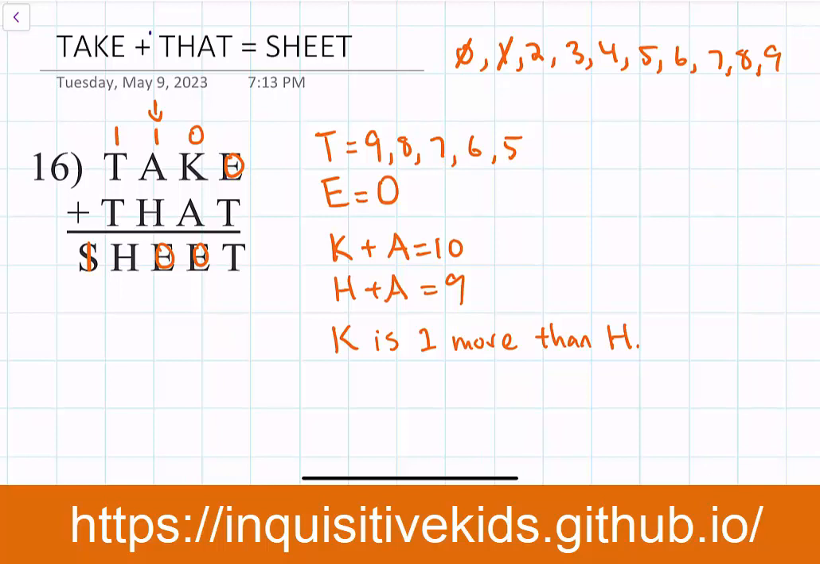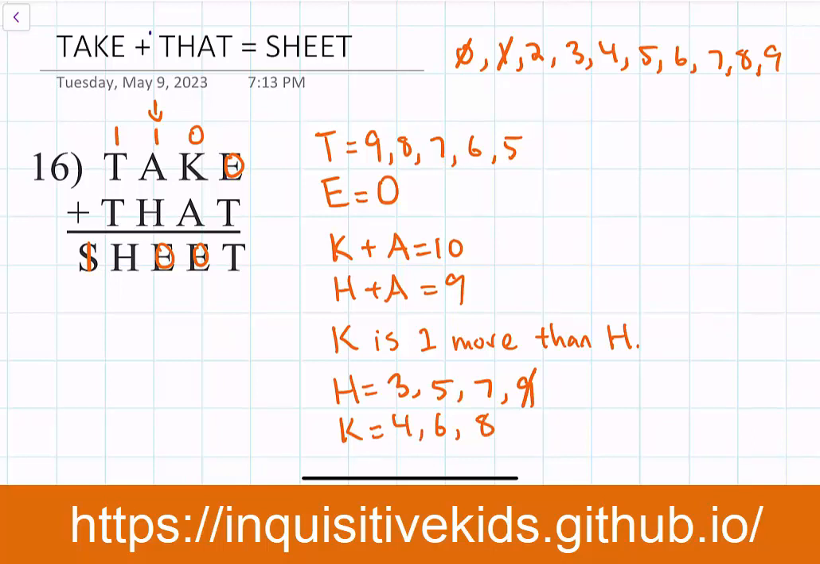Because T is being added to itself, T plus T must already equal an even number. So now when we look in the thousands place, we see that H must be an odd number. What are all the odd numbers available? 3, 5, 7, and 9. And remember, K always has to be 1 more than H. And because 9 is the biggest digit we have, H can't be the biggest. And now we can write the values of K. K has corresponding values 4, 6, and 8.